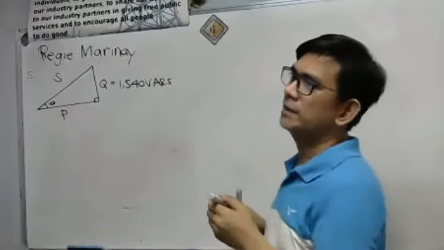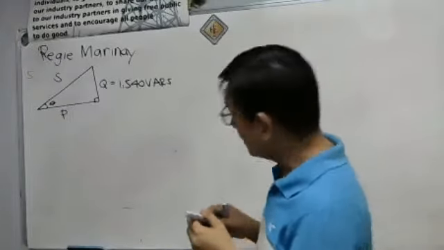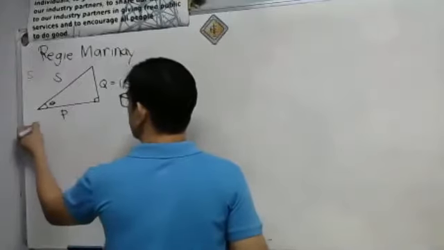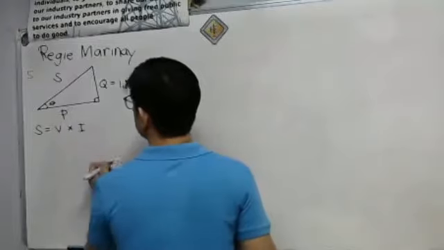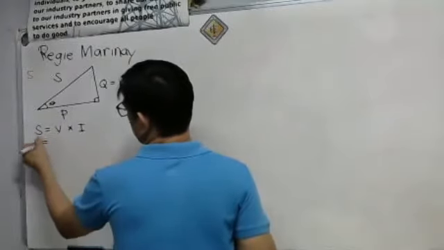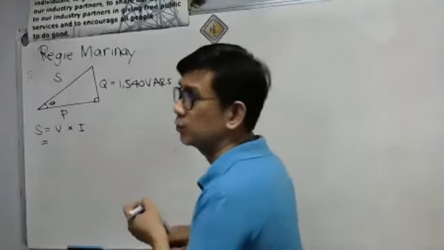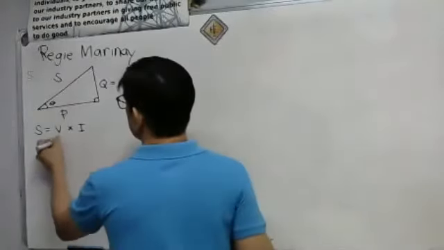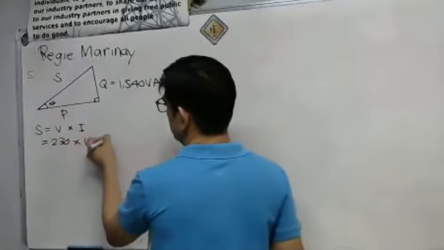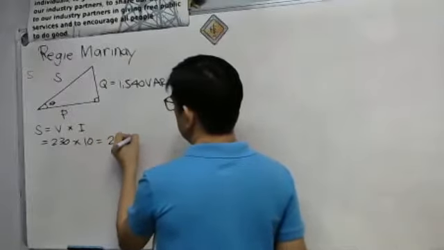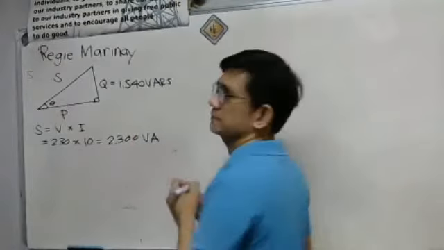So we are given the voltage and the current. Basically that is our S, right? So that's equal to the voltage times the current. What is the voltage? The voltage is 230 volts times current 10. So we have here 2300 volt-amperes.